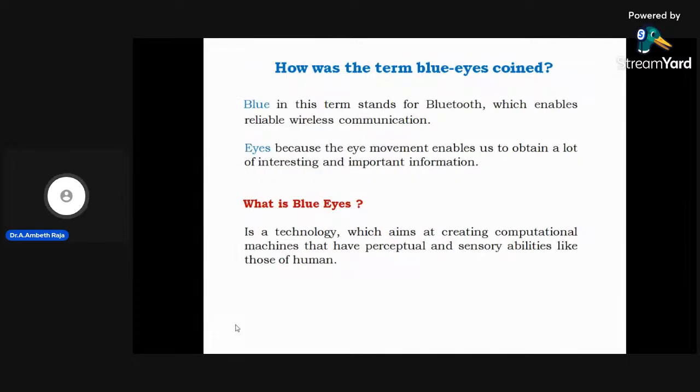How was the term Blue Eyes coined? Blue in this term stands for Bluetooth, which enables reliable wireless communication. Eyes refers to eye movement, which enables us to obtain a lot of interesting and important information. So what is meant by Blue Eyes? It is a technology which aims at creating computational machines that have perceptual and sensory abilities like those of humans.